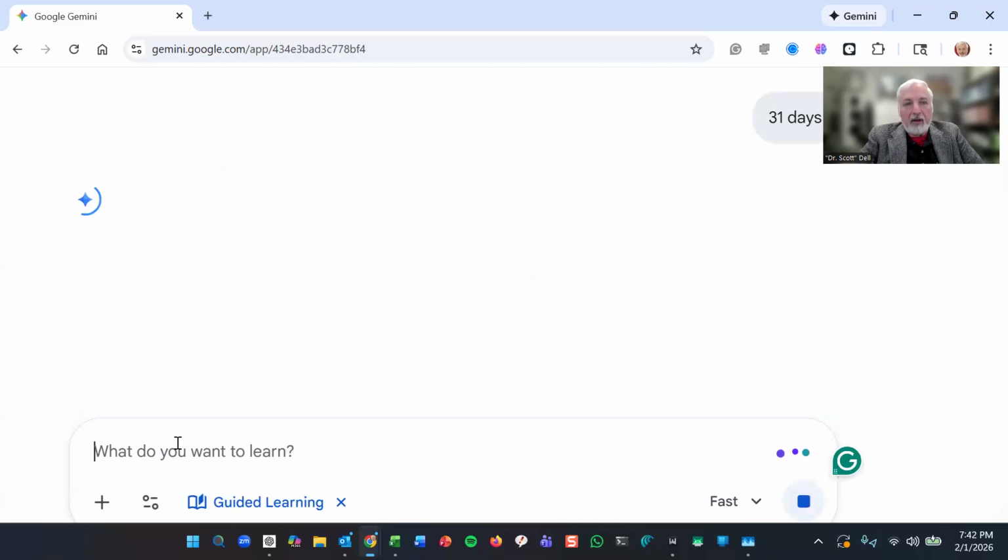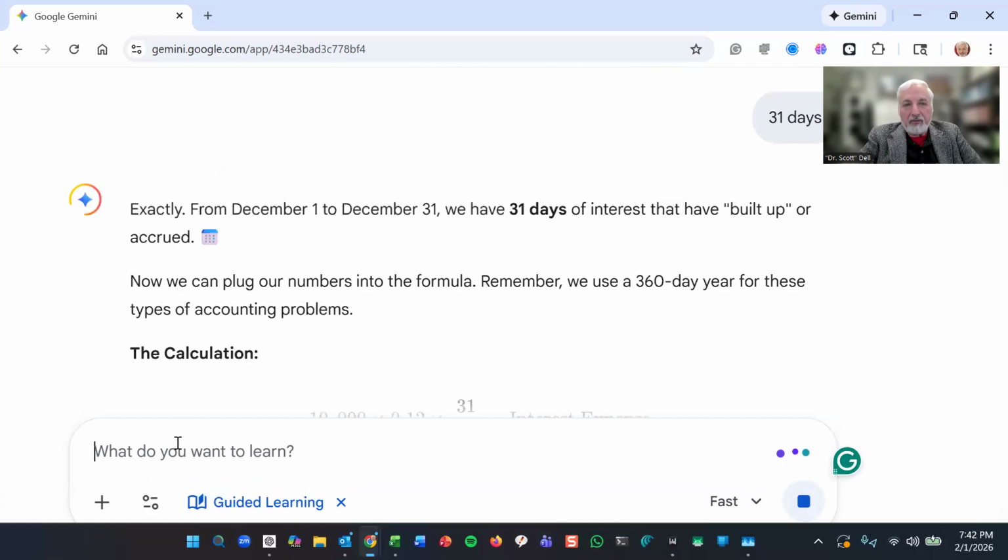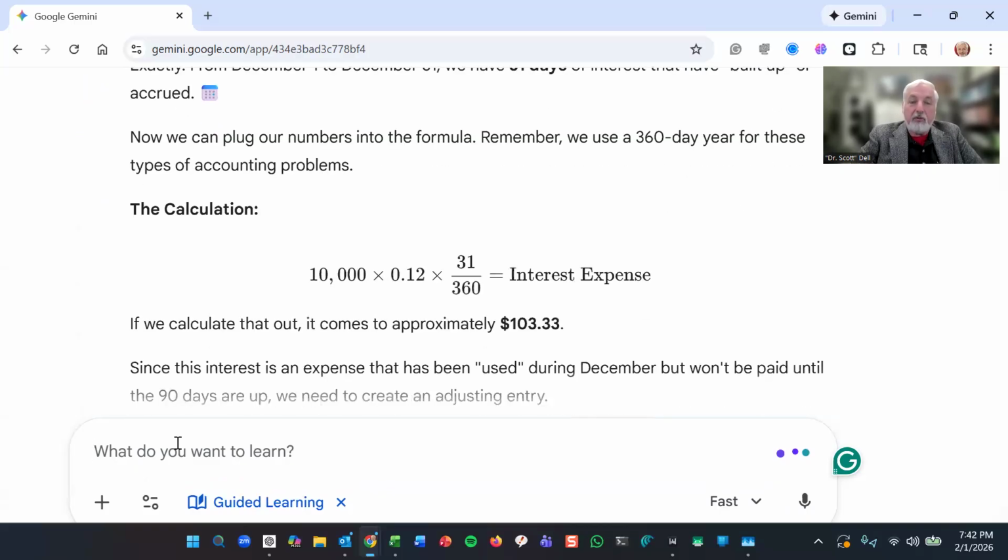Okay. And it's going to say exactly, you have 31 days. I'm going to go make my calculation easier though. Now we can plug our numbers in the formula. Remember, we use a 360-day year. So here's what they did, 31 out of 360 times 12% times 10,000. And they come up with $103.33 for the month.